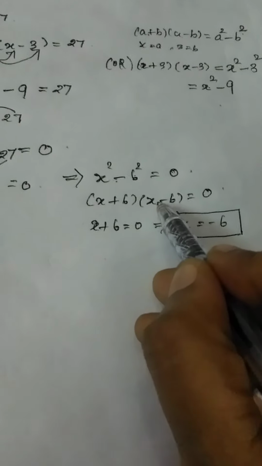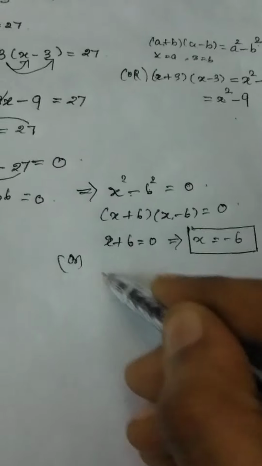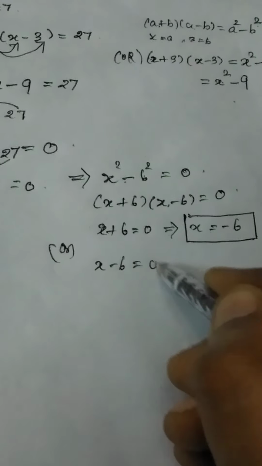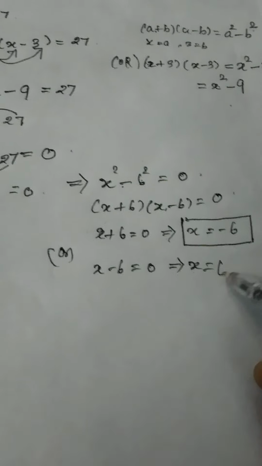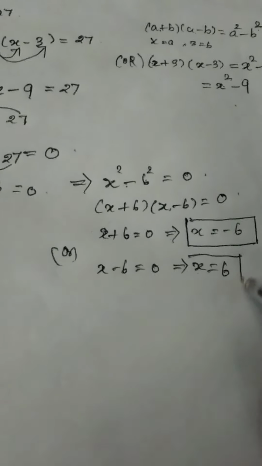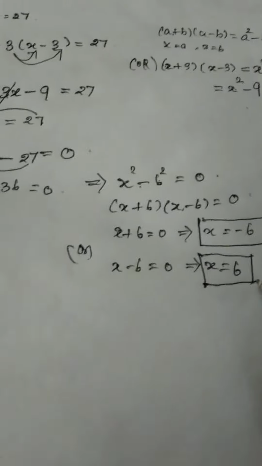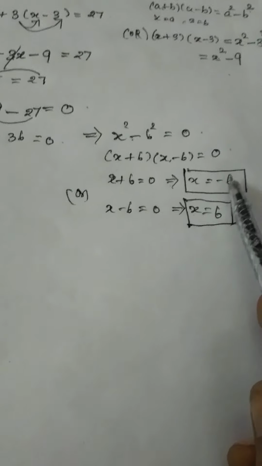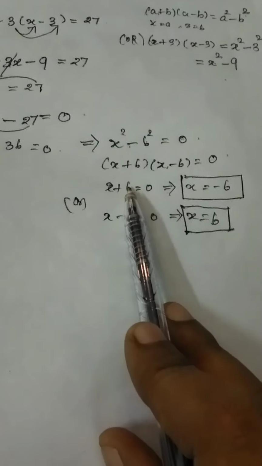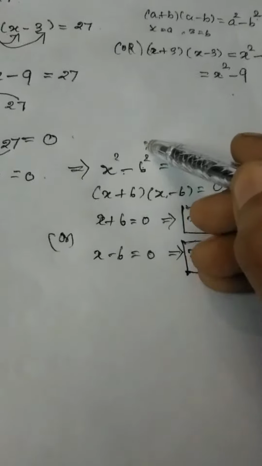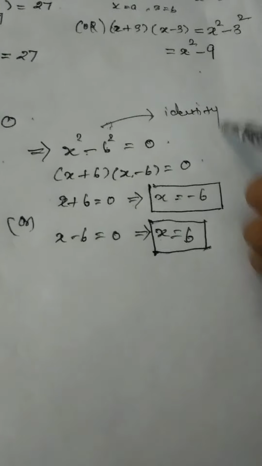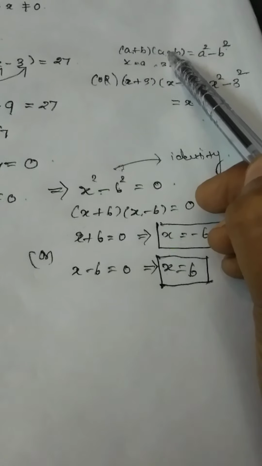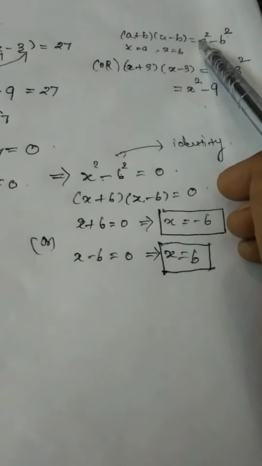Then what is another factor? x minus 6. Then take x minus 6 is equal to 0. Transpose your minus 6 to this side. So minus 6 will become positive 6. So this is your second answer. So now we have reached the two answers, minus 6 and plus 6. This is how I have applied the identity to factorize. What identity have I applied? This one, a plus b into a minus b equal to a square minus b square.